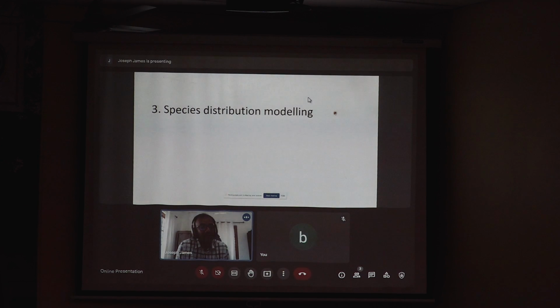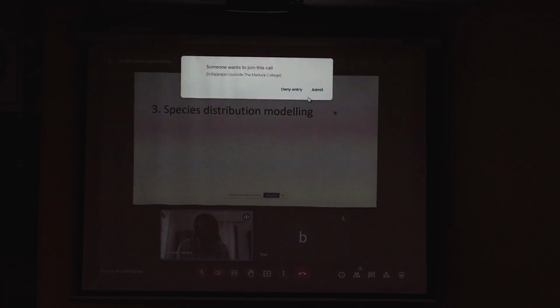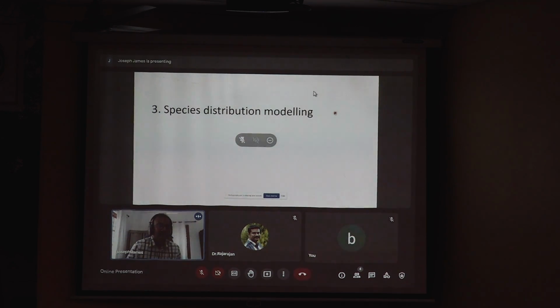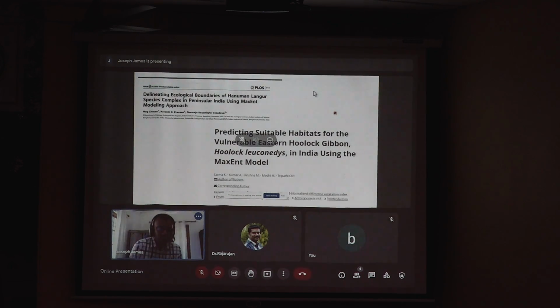So once you have the information about abiotic factors and biotic factors, you can go for species distribution models. Among abiotic factors, you can have information about land use, population densities, land use metrics, and climate. So if you have information about different abiotic factors, then you can go for species distribution modeling.